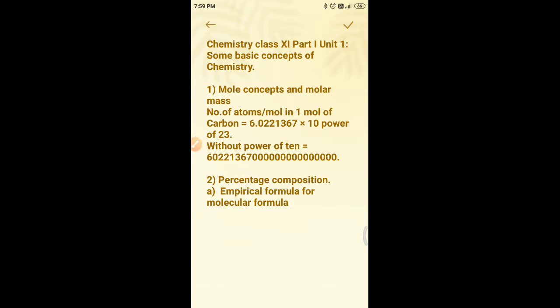Today, we have to continue with the first chapter of class 11 chemistry, some basic concepts of chemistry. In that, we'll go for studying today mole concepts and molar masses and percentage composition. These two topics we'll cover in this audio and video.